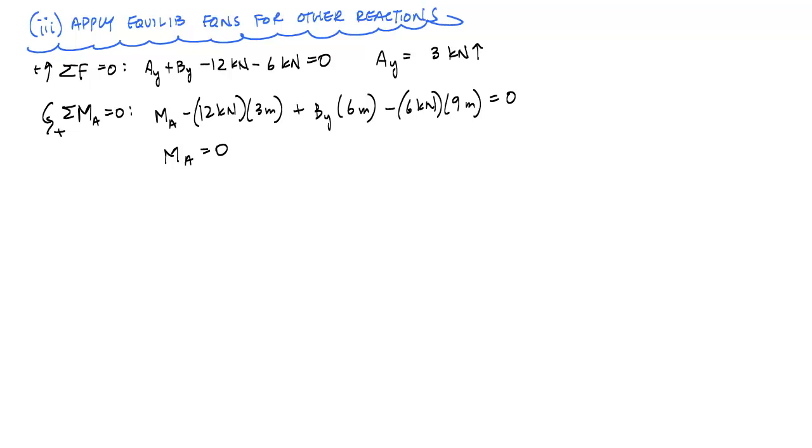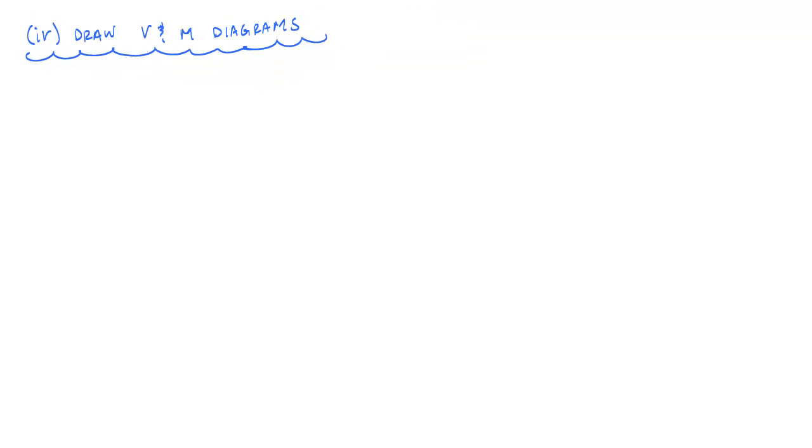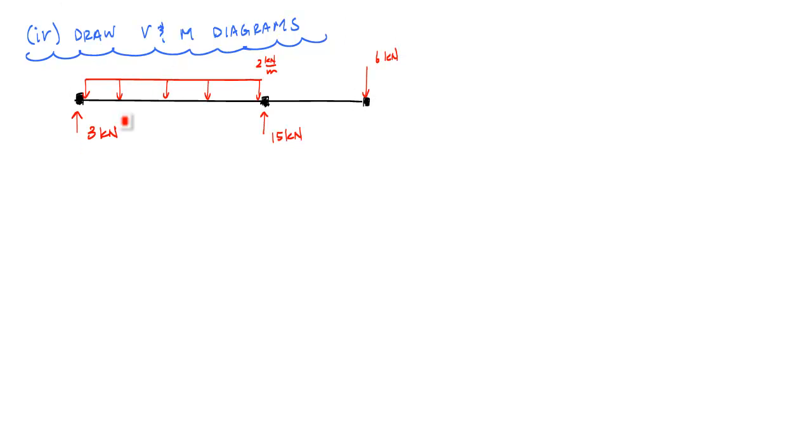Now with the reactions known, all we gotta do is draw the shear moment diagram. The way I like to draw shear moment diagrams is always to first draw the beam with the calculated reactions and the loading applied to it. So here's my beam with the loading and the calculated reactions, and now I just need to draw the shear moment diagram following all the rules that we learned way back when in statics.